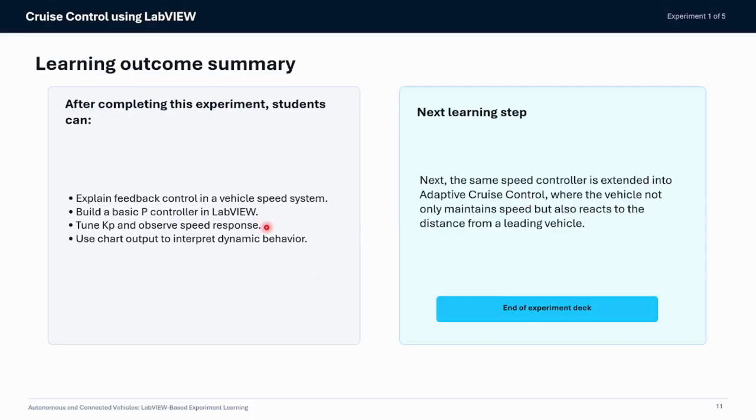So this is only maintaining the speed. We don't bother about the vehicle next to our vehicle, or the distance from the vehicle ahead. That is the normal cruise control. In the next experiment we discuss adaptive cruise control, where the vehicle not only maintains the speed but also reacts to the distance from the leading vehicle.